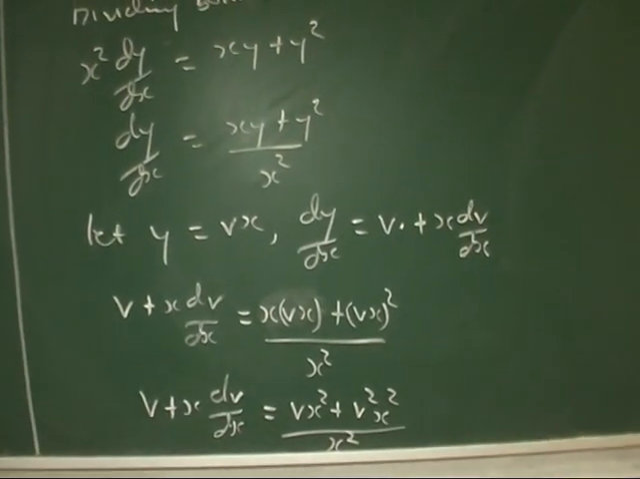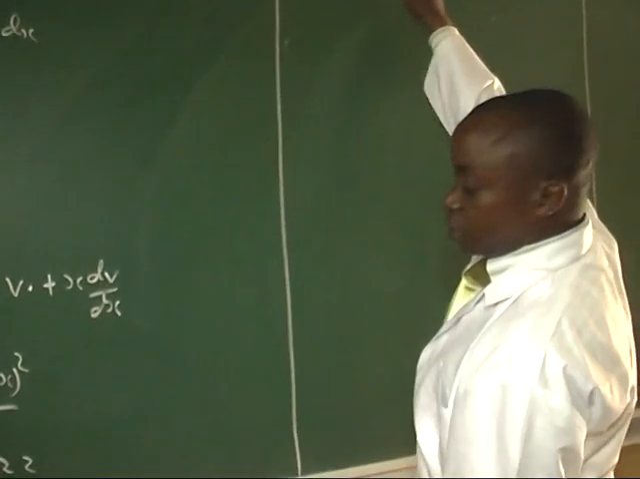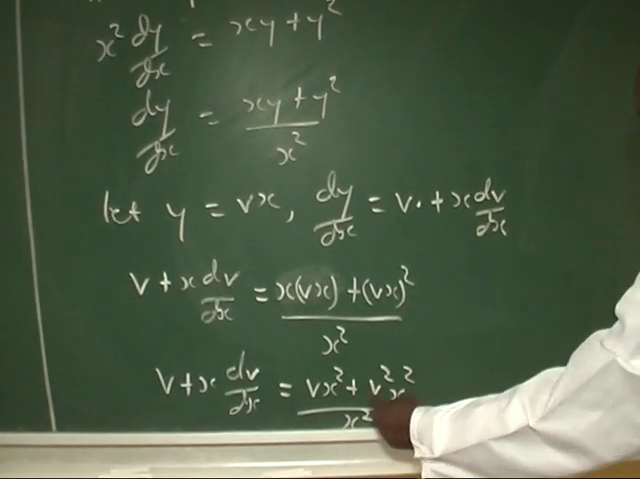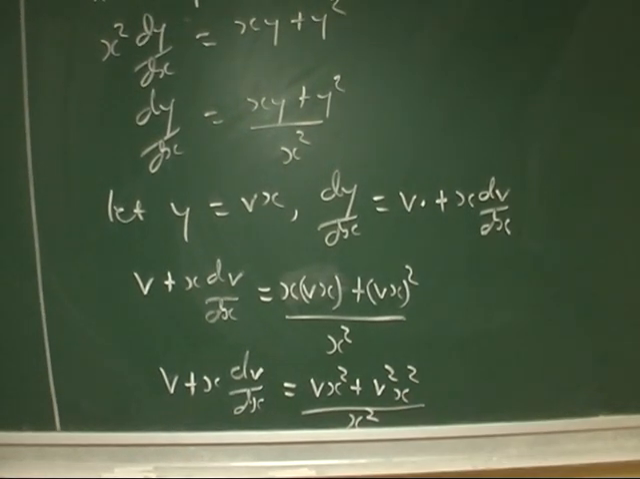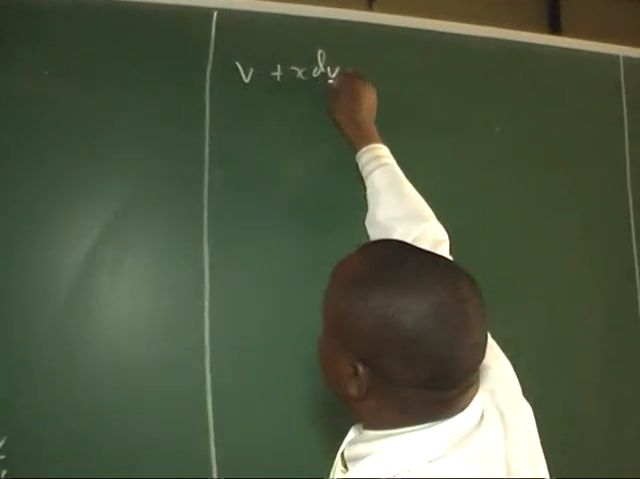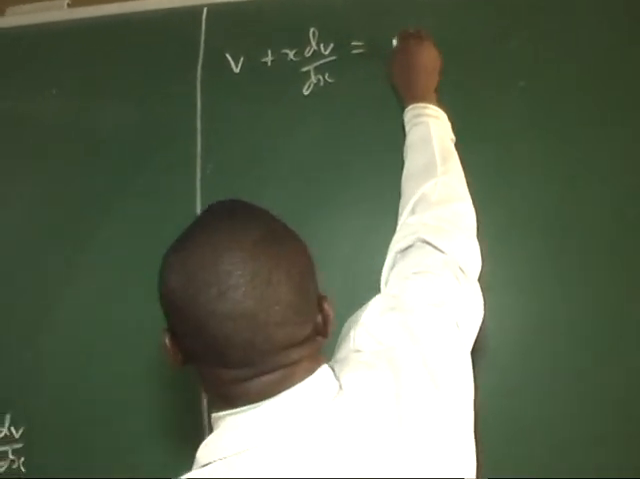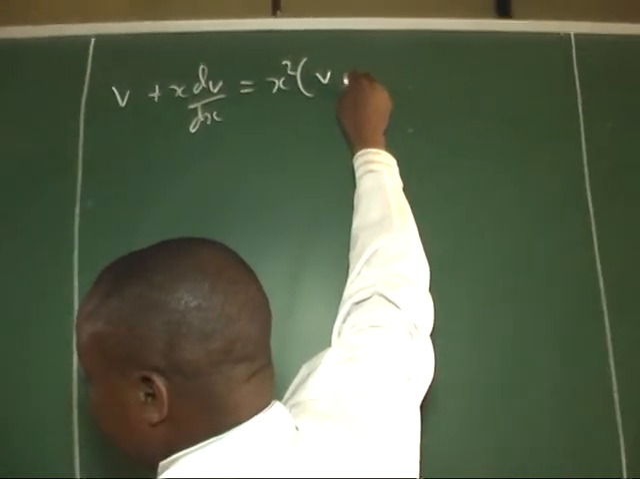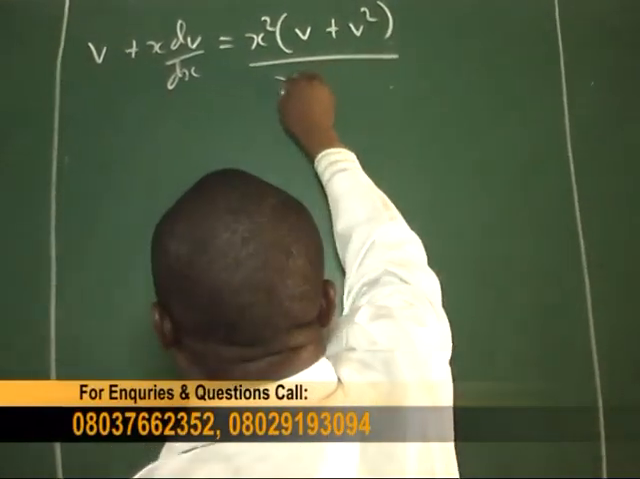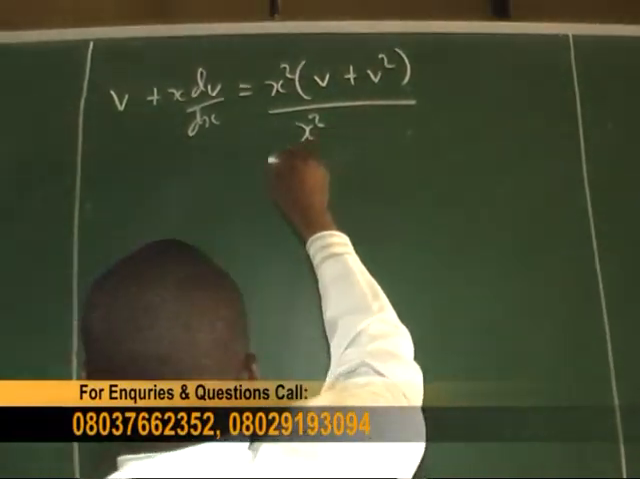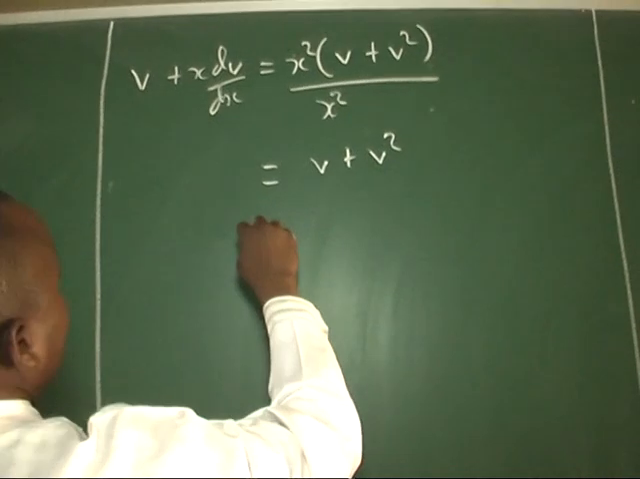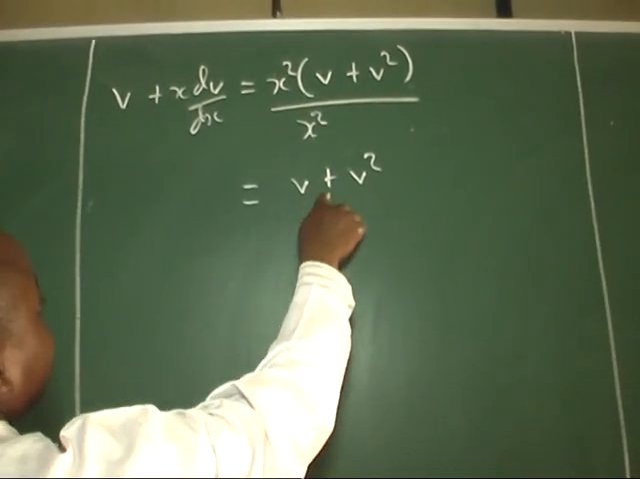Right. There's something common there, so we can do it this way. v + x dv/dx will be equal to x²(v + v²) all over x². Now this x² cancels this, so we have v + v².